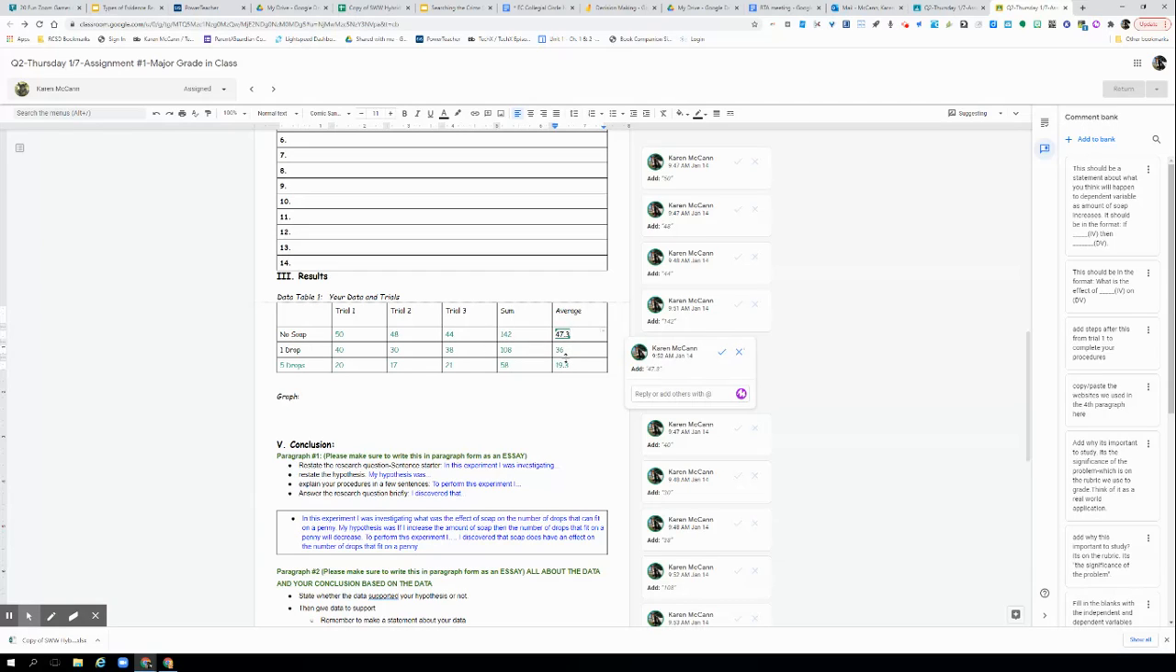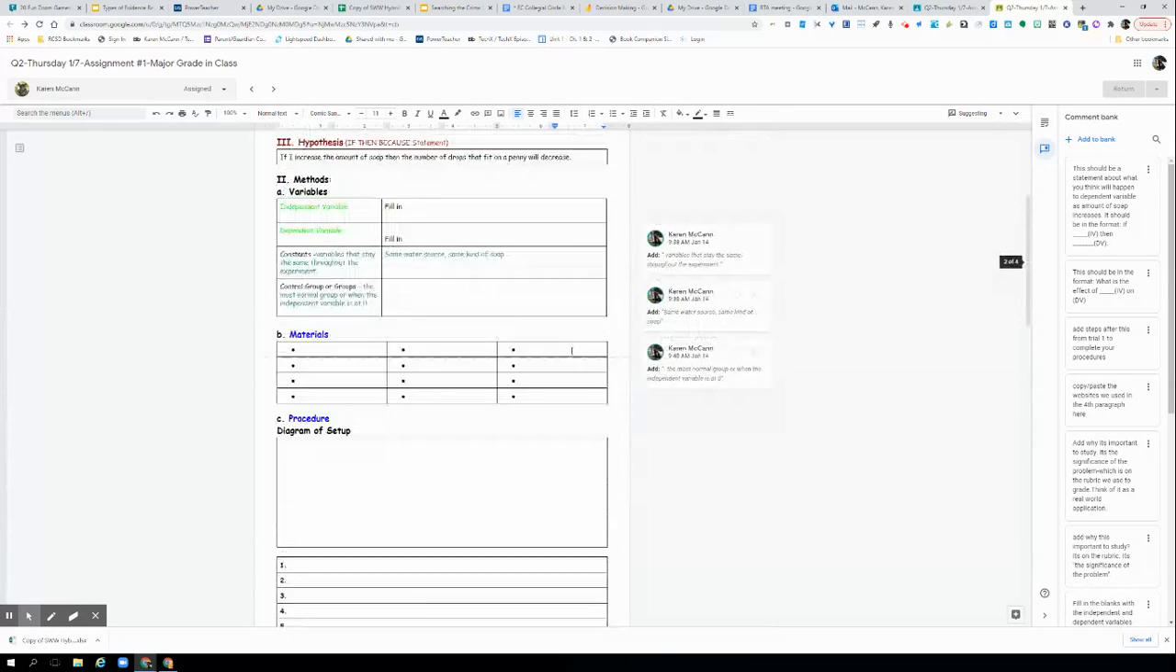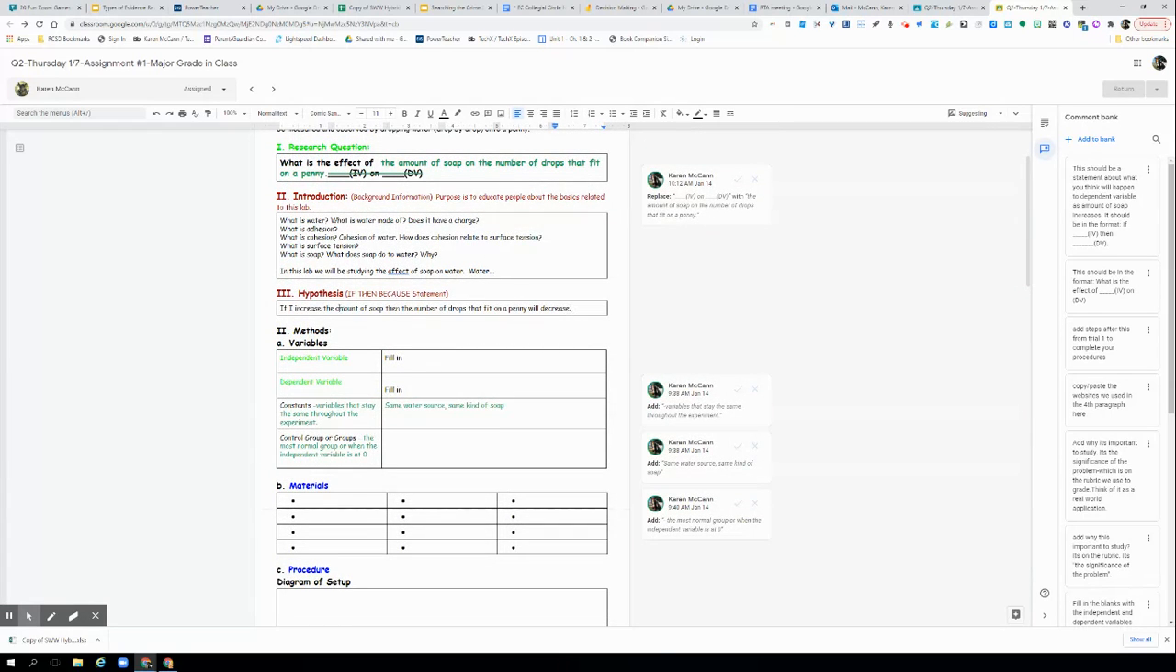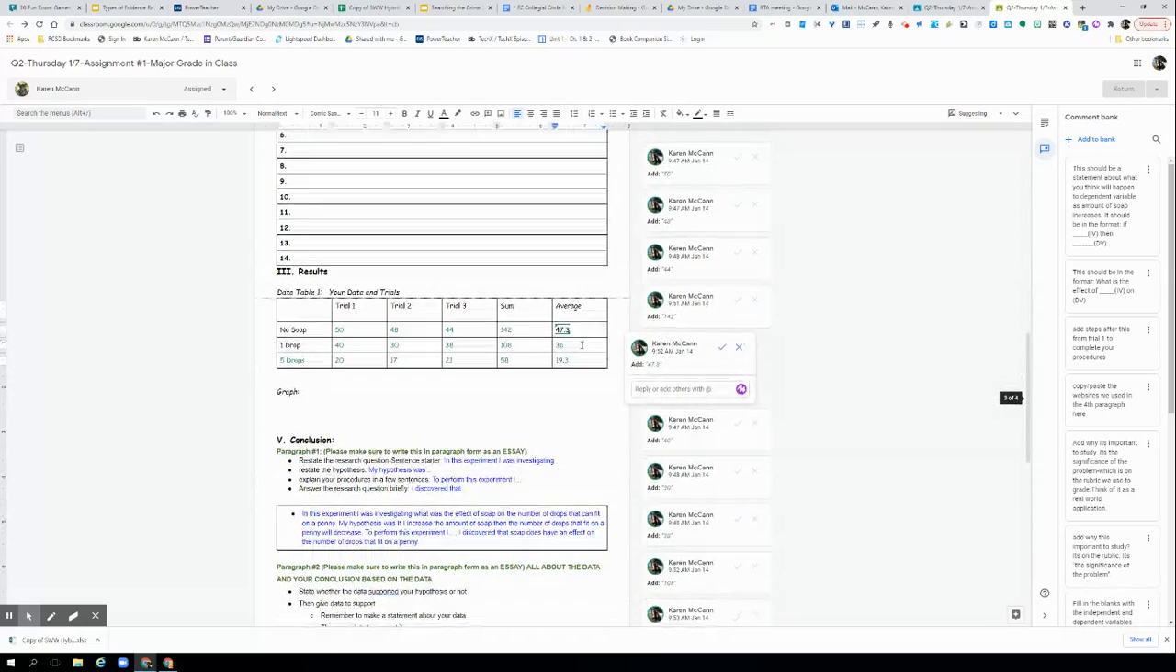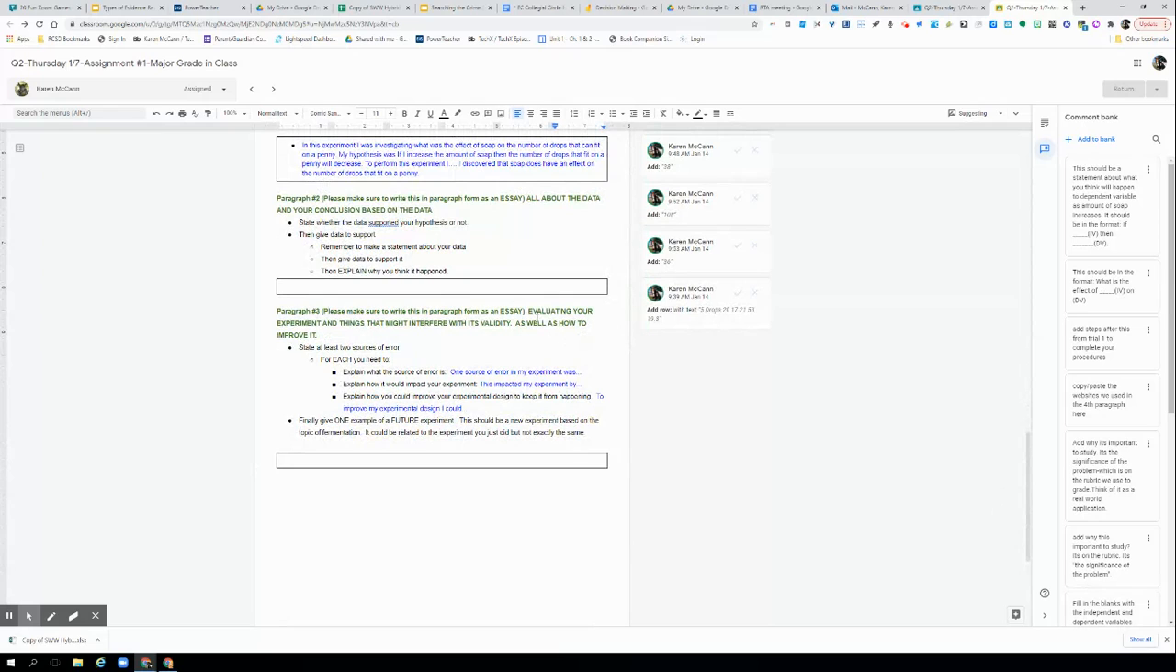Okay, so all you're going to do is go up to your hypothesis. I said if I increase the amount of soap, then the number of drops that fit on a penny will decrease. So it looks like my data supports that conclusion. It says right here, state whether your data supported your hypothesis or not. Supported means agrees with. You can say agree with if you would rather, just don't say right and wrong, because that's not true. You don't have enough facts to say your hypothesis was right or wrong.